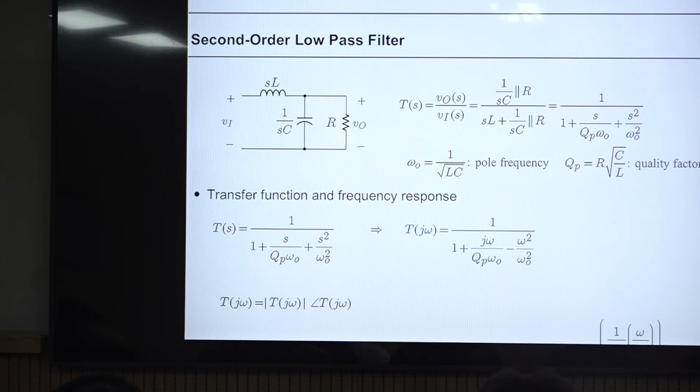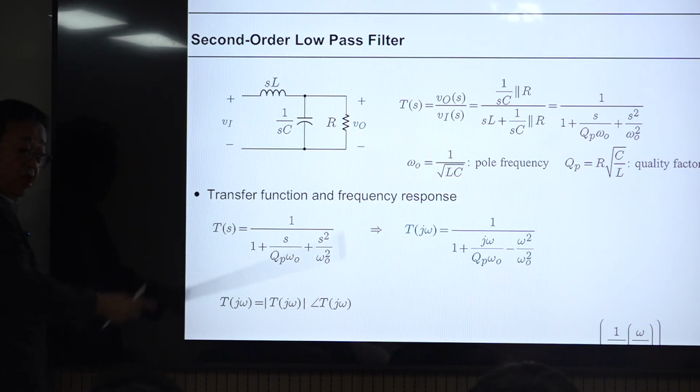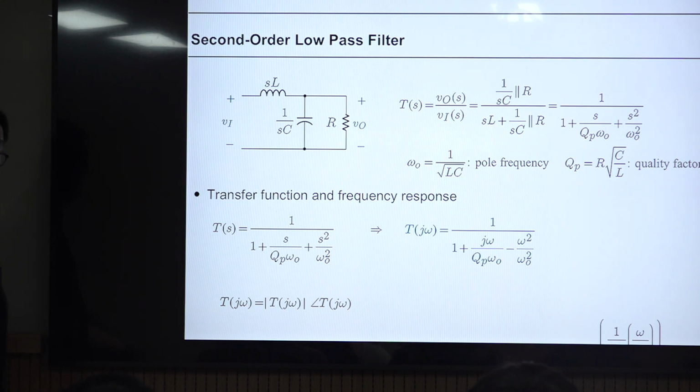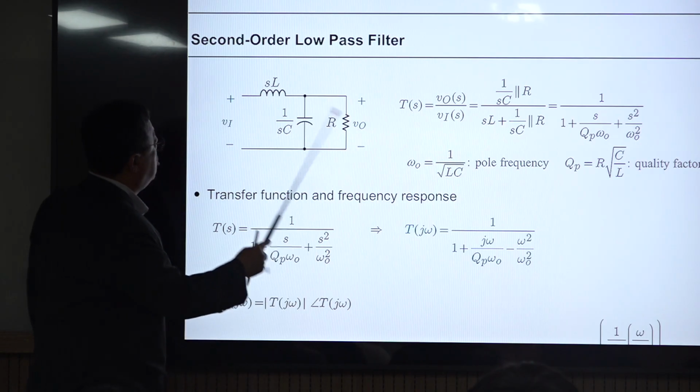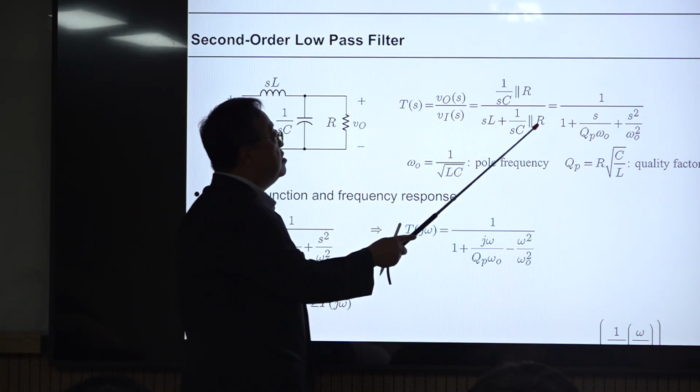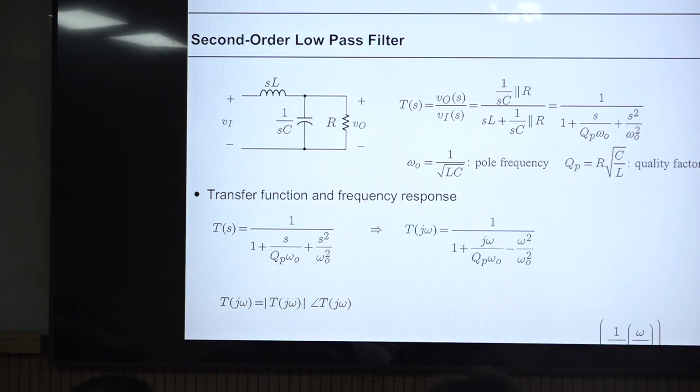Let me discuss this second order low pass filter. This is SL, and 1 over SC, this is the second order, because there are 2 reactive components for the system. Order is second order. So from the voltage division rule, this is converted into the standard form. This is called frequency response form, or standard form. And this omega naught is this one. Okay, you can easily convert this into this form, and this is the pole frequency.